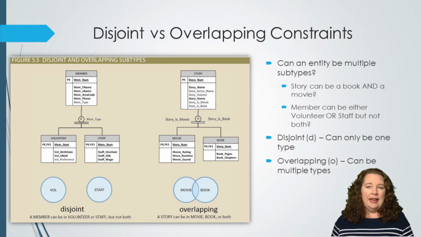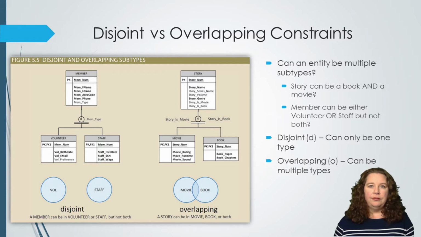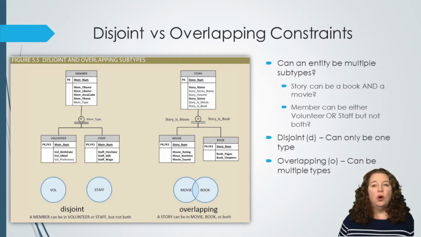If you can only be one option, you cannot be both. We call that disjoint. You can only be one type. And we put a little D in that circle, and that tells us when I have a person that is in my supertype entity, in this case member, if you're a member of whatever organization we're working with, you have the option of being a volunteer, or you can be a staff. A staff gets paid, a volunteer doesn't. We have to keep them straight because they're going to have different pieces of information related to them.